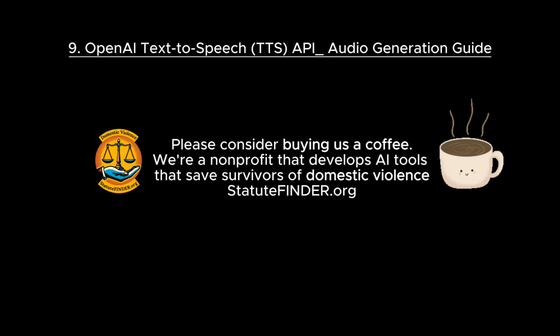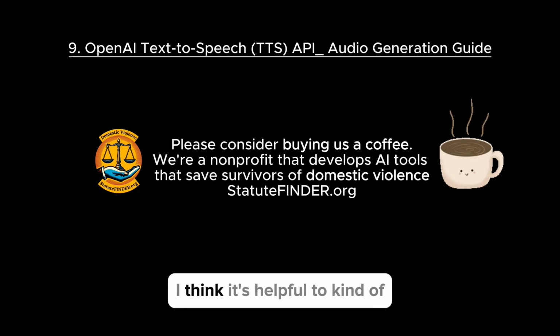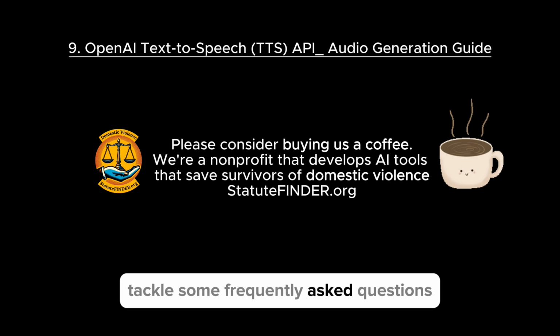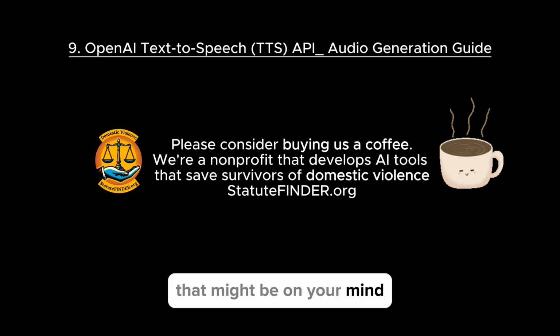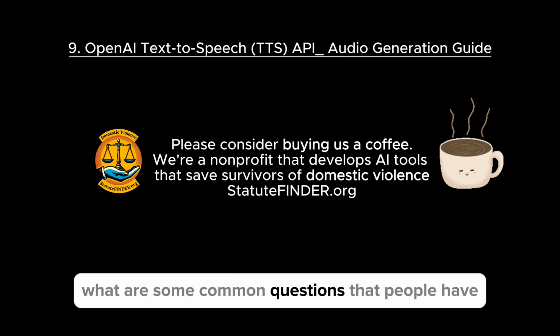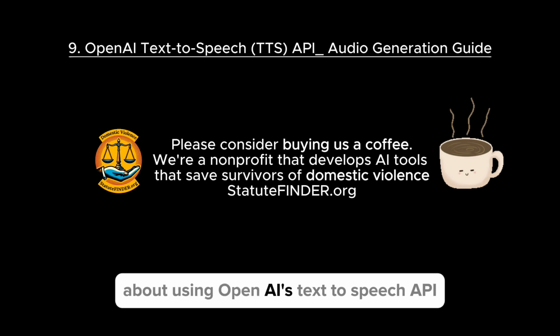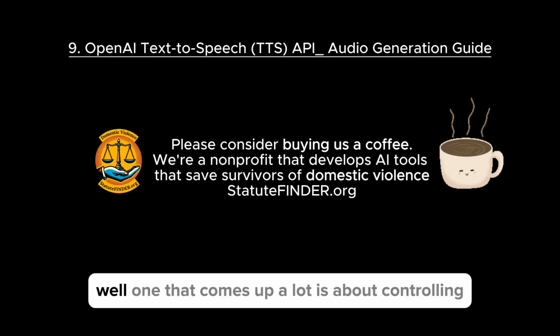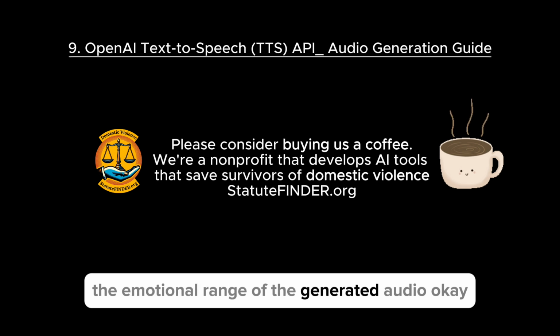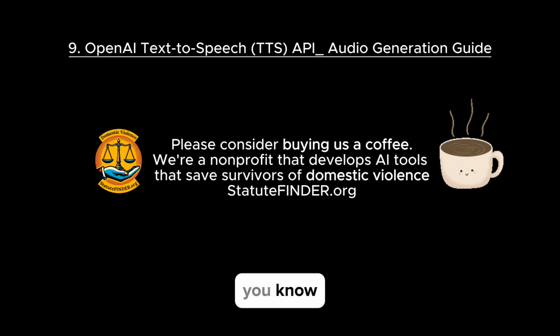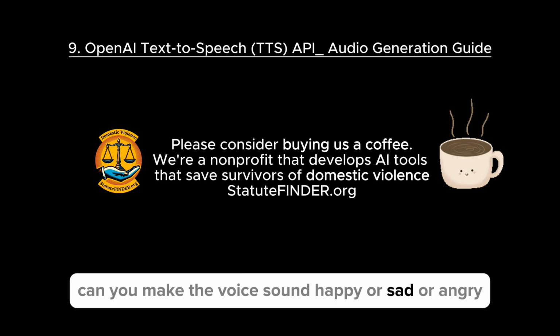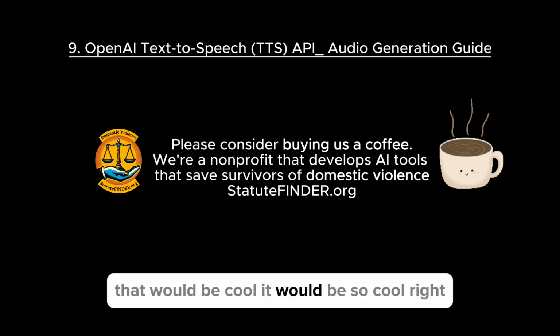Sure, for sure. Now, before we move on, I think it's helpful to tackle some frequently asked questions that might be on your mind. Sounds good. What are some common questions that people have about using OpenAI's text-to-speech API? Well, one that comes up a lot is about controlling the emotional range of the generated audio. Okay. Can you make the voice sound happy or sad or angry? That would be so cool, right?